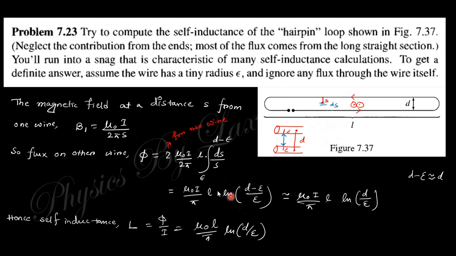Finally we will get this expression within that region. The self inductance is nothing but the flux phi by I, so if you divide by I, you will get this expression. Clear? Next one.